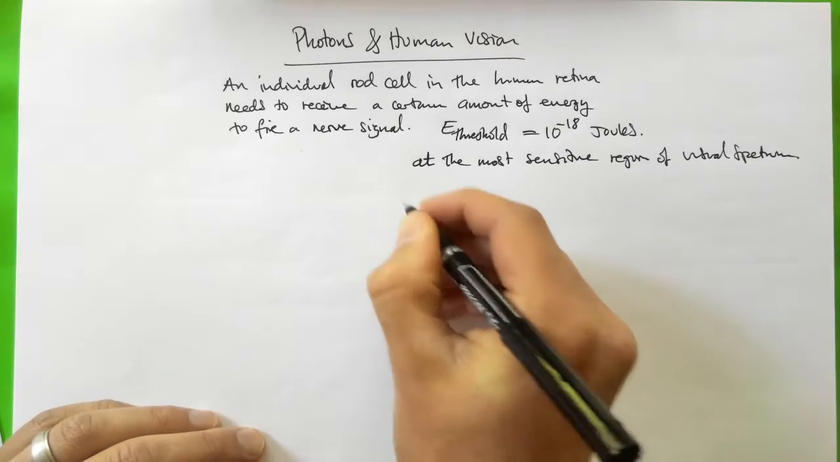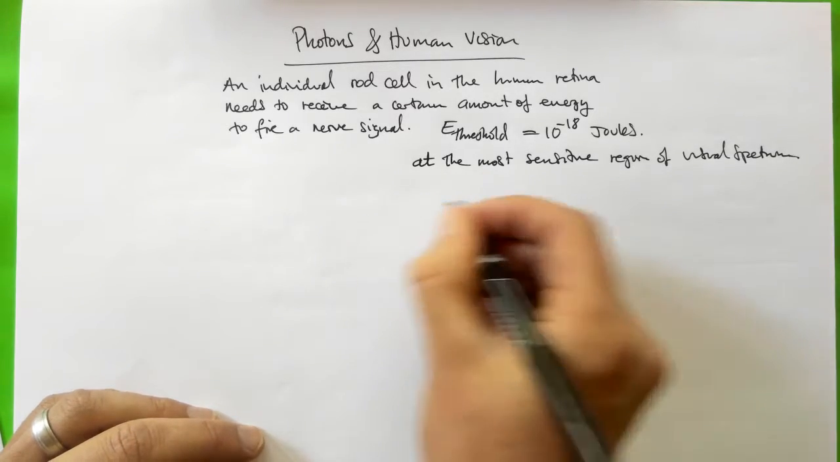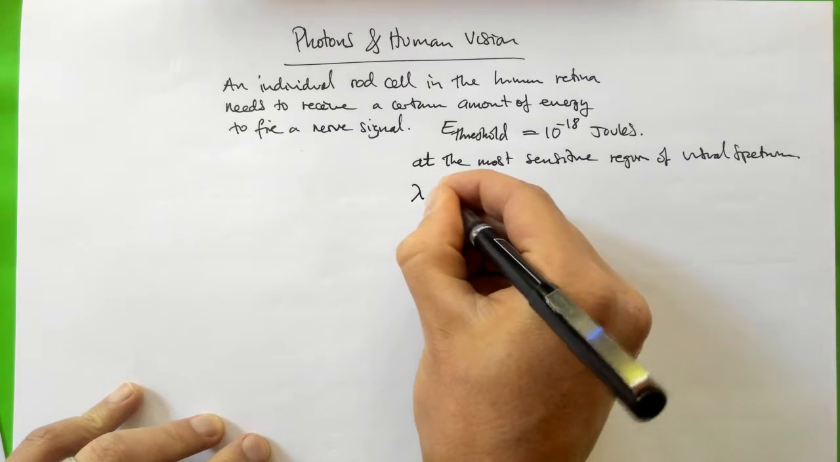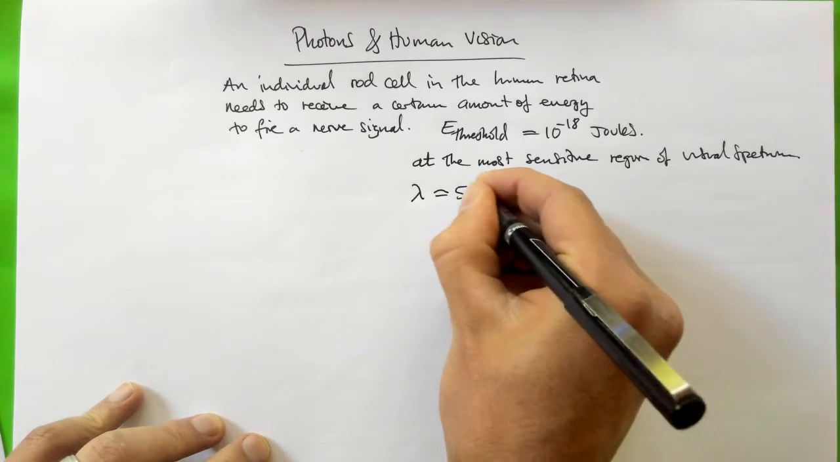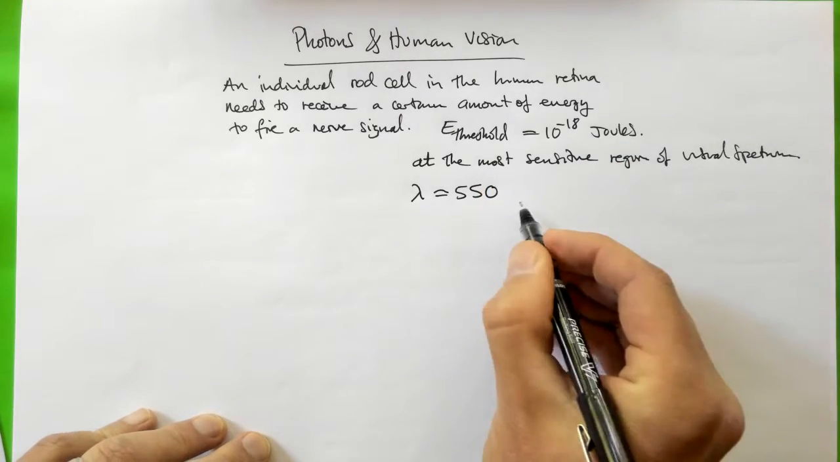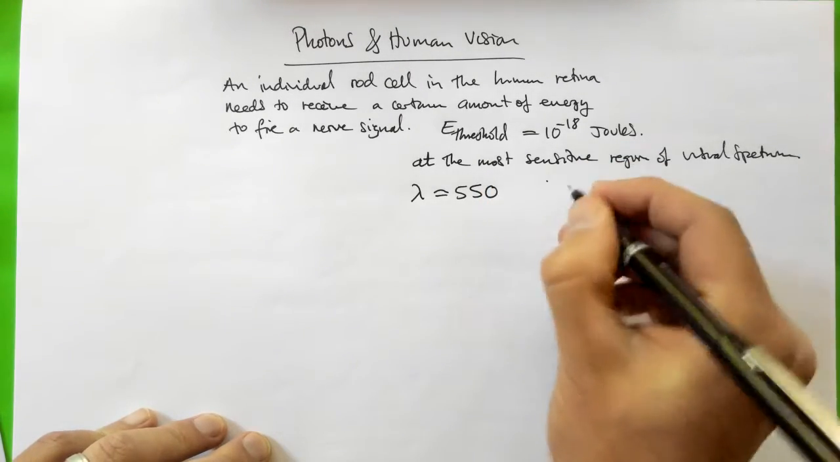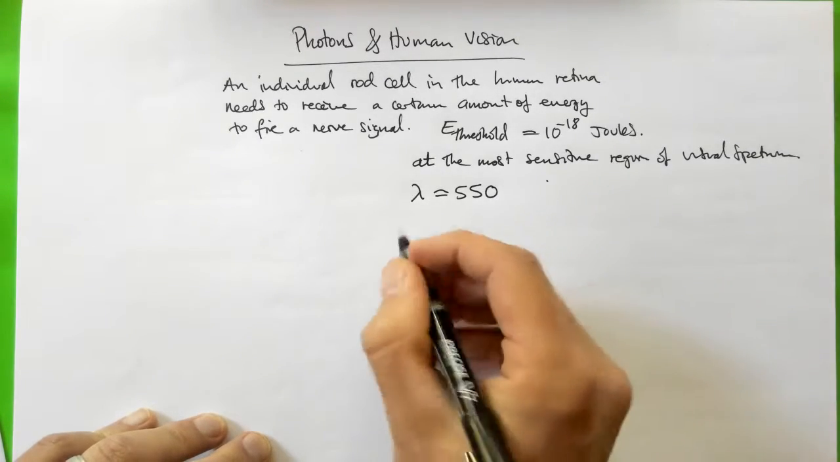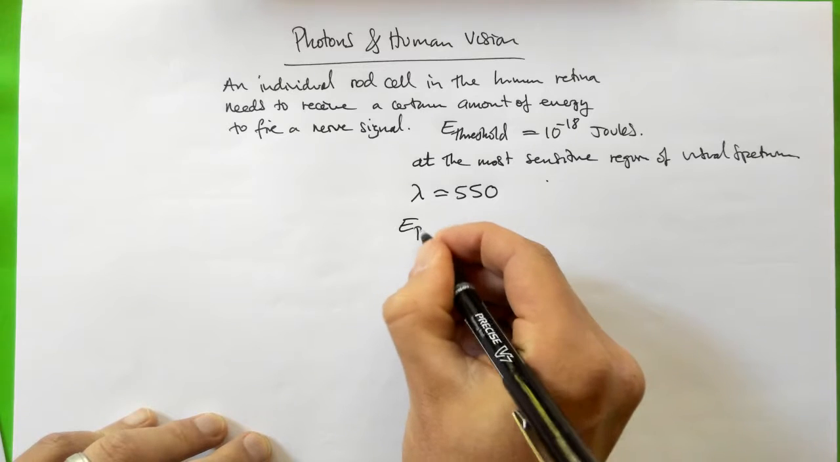the human visual spectrum ranges from about 400 to about 700 nanometers. Right in the middle there is lambda of about 550, which is often regarded as the peak of the visual sensitivity. So at lambda of 550 nanometers, what is the number of photons that we need to generate 10 to the minus 18 joules? Well, let's ask what is the energy of a photon.